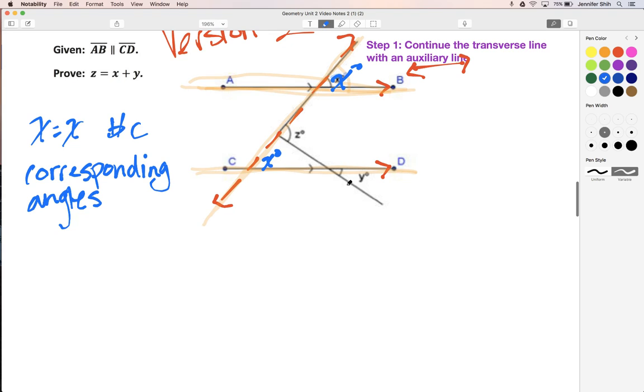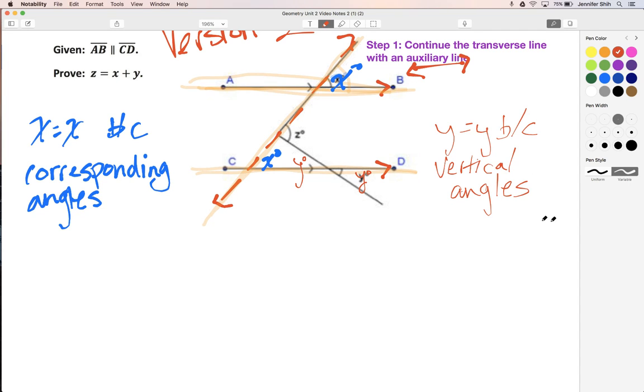Okay. Now, this Y value is equal to this Y value. Y is equal to Y because of, that's right, not corresponding angles, because of vertical angles. Give yourself a smiley face if you responded with vertical angles. Boom. Stamp. Invisible stamp. What does this mean?